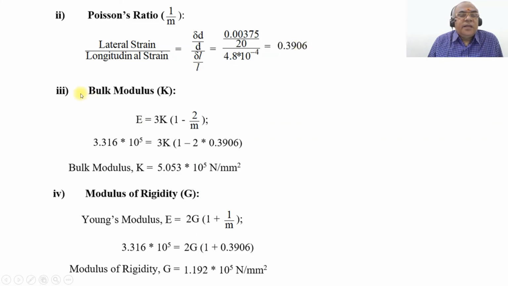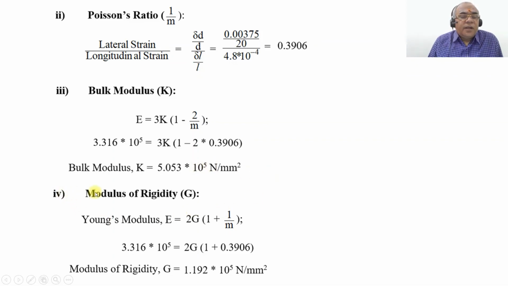Then we come to the bulk modulus, that is the third constant. E is equal to 3K into 1 minus 2 by m. So you know the value of Young's modulus, which is 3.316 into 10 to the power of 5, which is equal to 3K into 1 minus 2 into 0.3906. On substituting these values and simplifying, the bulk modulus K will be equal to 5.053 into 10 to the power of 5 Newton per mm square.